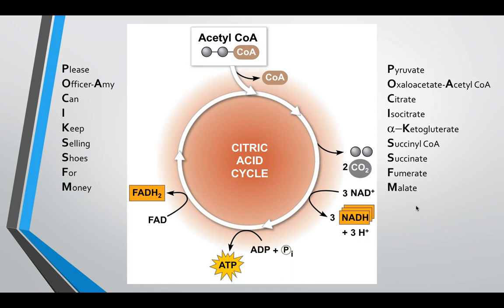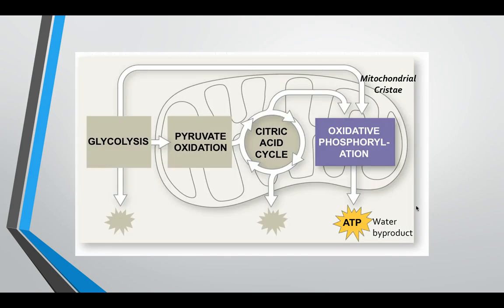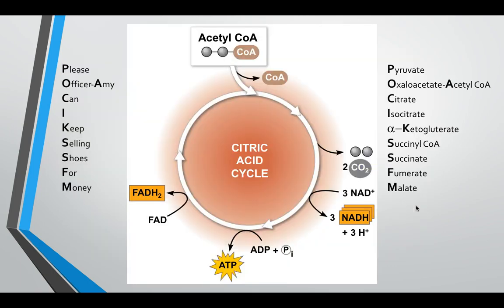You're going to see water put into the system between fumarate and malate. And then our very last step is when malate reforms oxaloacetate. And this is where that very last NAD molecule is going to be reduced to NADH. So your 3 NADs come in between isocitrate and alpha-ketoglutarate, and succinyl-CoA, and between malate reforming to the oxaloacetate.